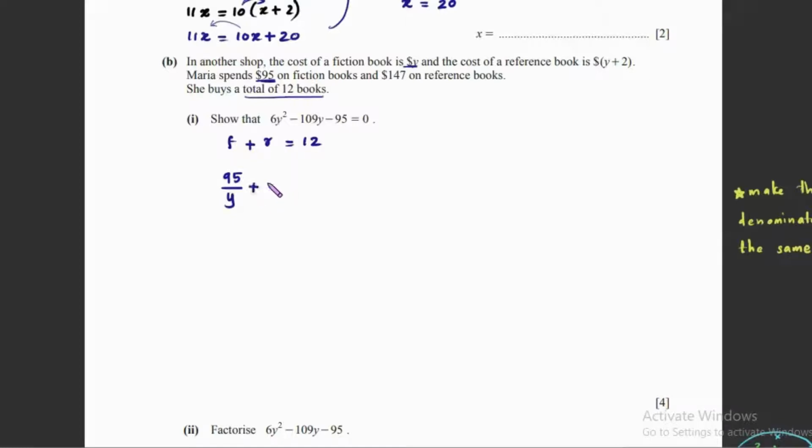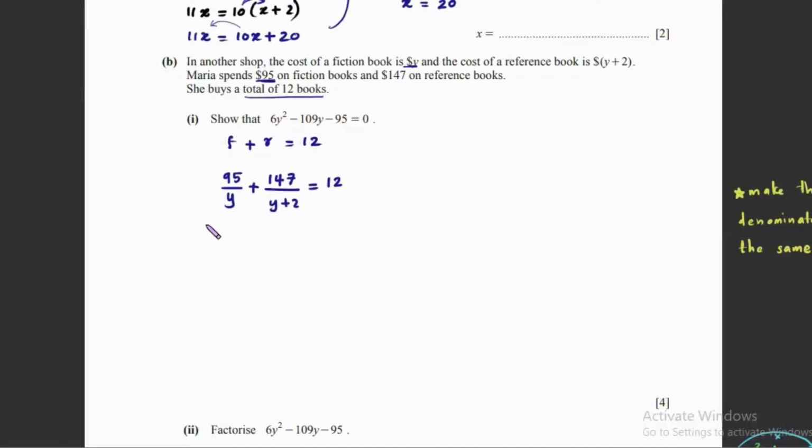The same way, to calculate the number of reference books, the total amount she spends on reference books is 147. I need to divide the total amount she spends on the reference books by the cost of one reference book, which is y plus 2. So this will give us the total number of reference books. This will be equal to 12 because the total number of fiction books and the total number of reference books together is equal to 12.